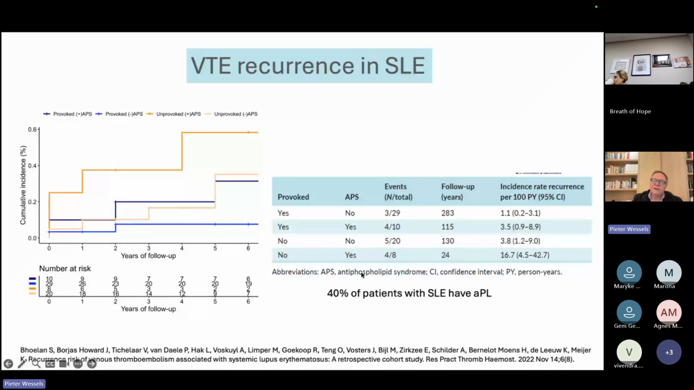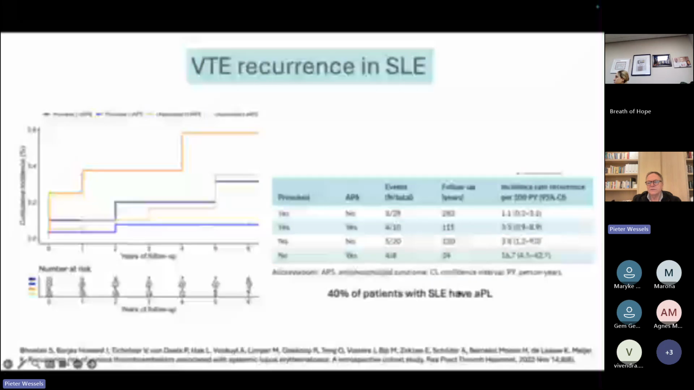So if we looked at a provoked deep vein thrombosis, we know the risk is lower to develop a thrombosis. But if they have SLE as well, look at their risk is much higher. The highest risk is a patient with an unprovoked deep vein thrombosis and SLE. Look at their risk of recurrence. You can see the risk of recurrence is dramatic. This is patients with SLE and antiphospholipid antibodies. Look at that, 16.7 times increased risk.